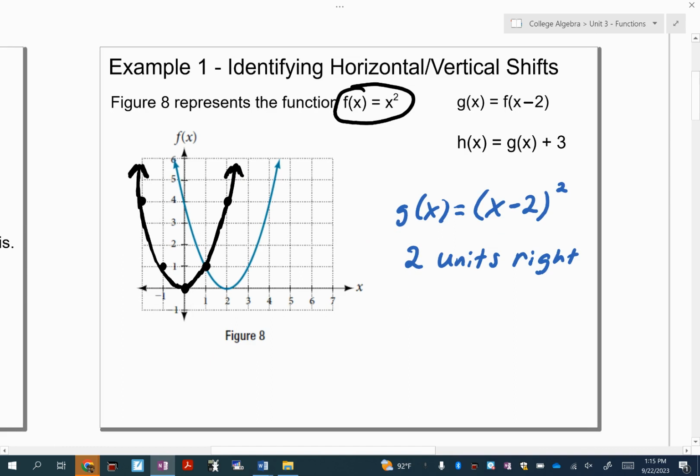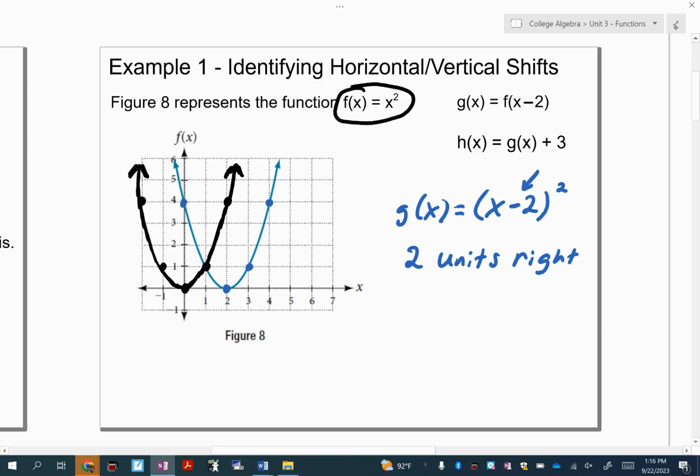And then you have to think opposite. So even though it says minus 2, you need to think opposite. That's really a positive 2. And when we move positive 2 units horizontally, that means we're moving to the right. So that's why this blue one has been shifted. Everything has been shifted 2 units to the right.